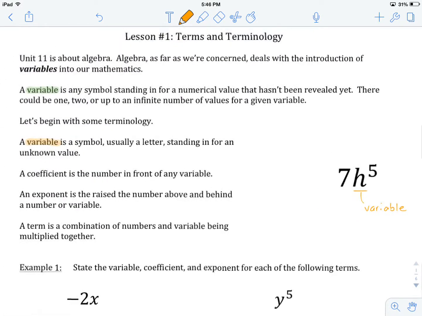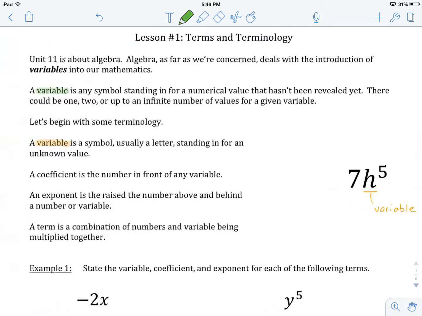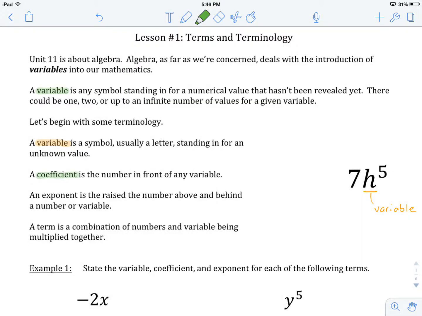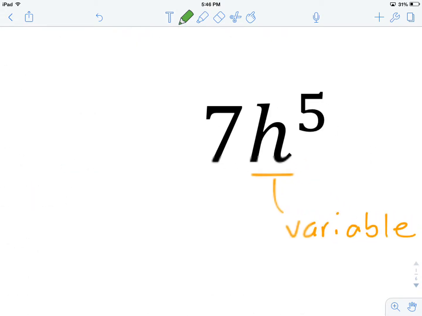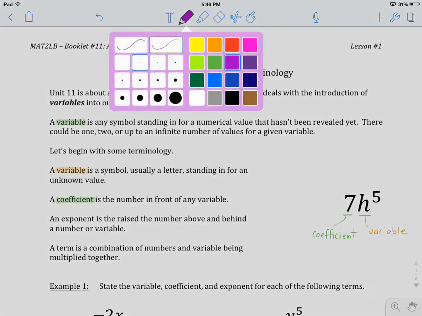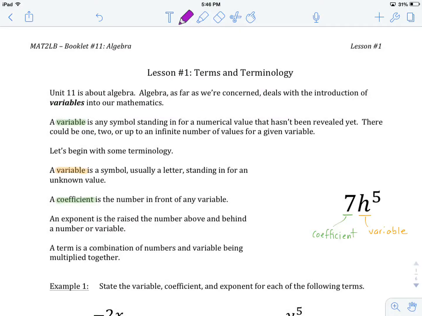If we go to our second bit of terminology, this is going to be the word coefficient. And a coefficient is the number that's in front of any variable. So in this example with 7h to the exponent 5, our coefficient is right here, the number 7. This is the number piece, coefficient. There we go.